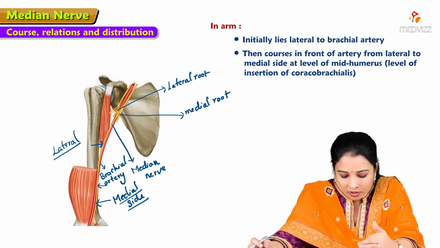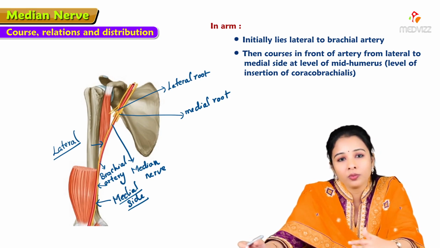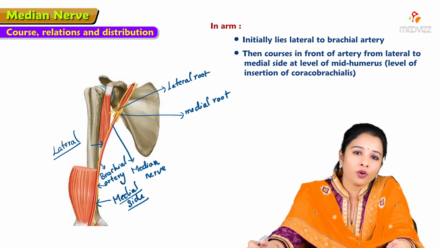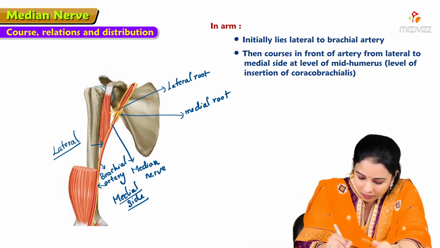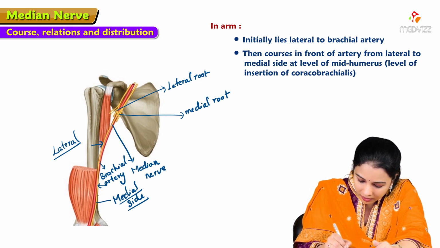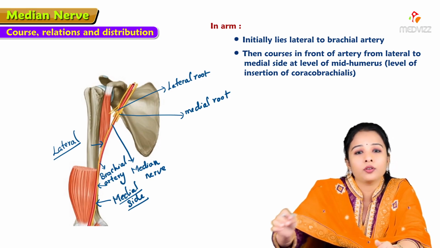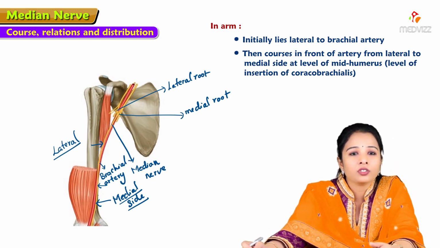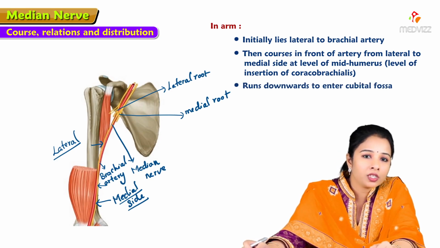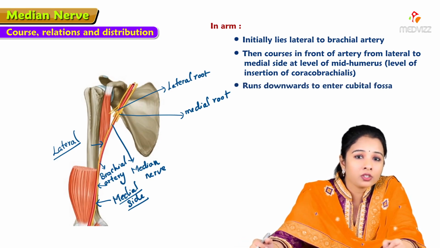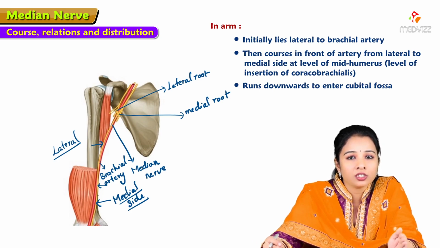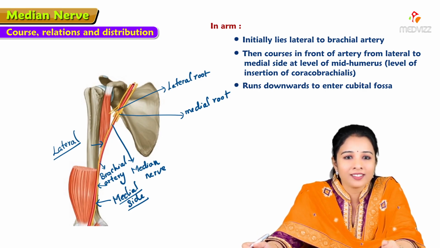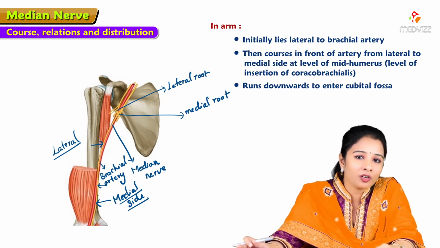So approximately it turns from lateral to medial at the site of insertion of coracobrachialis, at the level of the mid of the humerus. So almost in the mid of the humerus, it goes from lateral to the medial. So here we can see it lies purely medial to the brachial artery. After crossing, it runs to enter the cubital fossa. So the level of insertion of coracobrachialis is the level where the median nerve changes its course from lateral to medial side, and finally it enters into the cubital fossa.